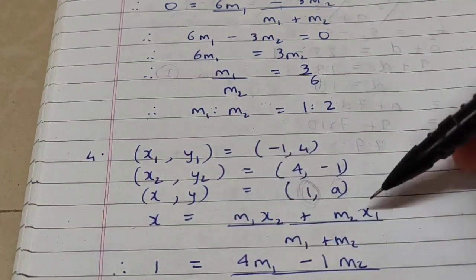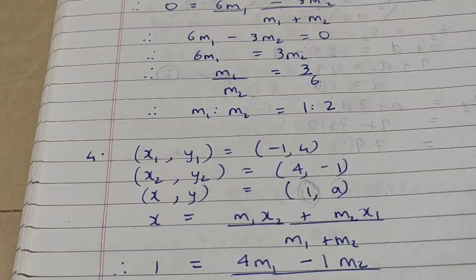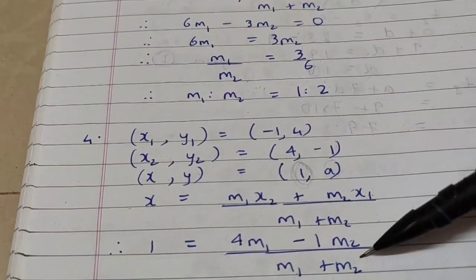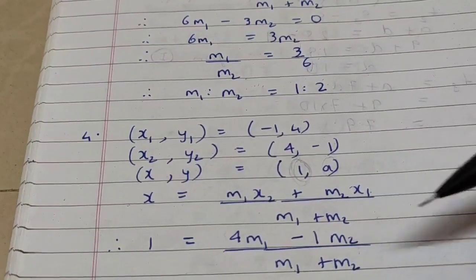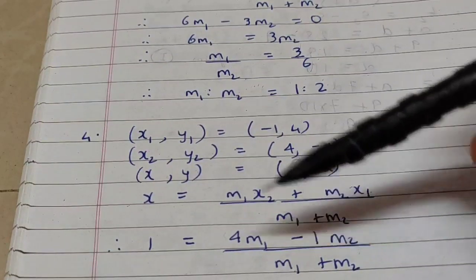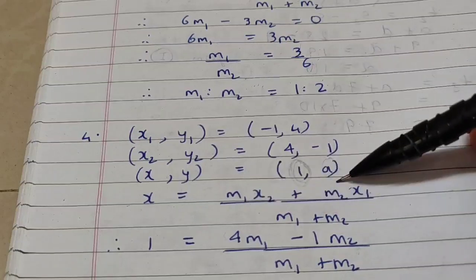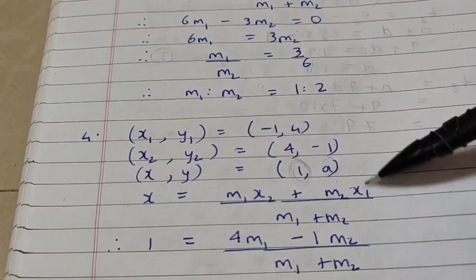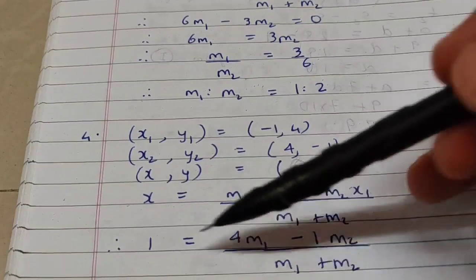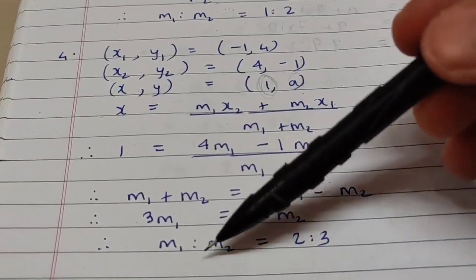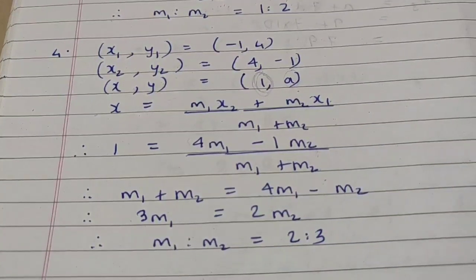This is the formula. Since you all are beginners, write the formula in every sum. Once you're an expert in this, you can skip this step and directly write this step, where I have substituted the value of x as 1. m1, m2 we don't know, but we do know x2 and x1. Again, cross multiply, rearrange the terms and get the value of m1 ratio m2. That is the first part of the sum done.